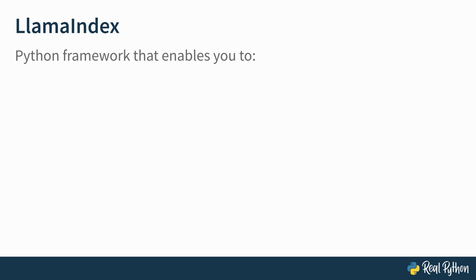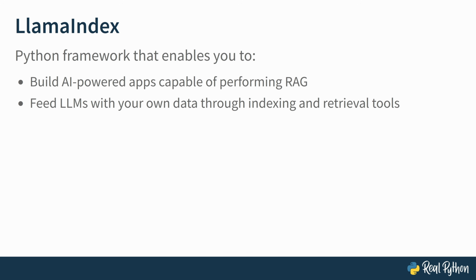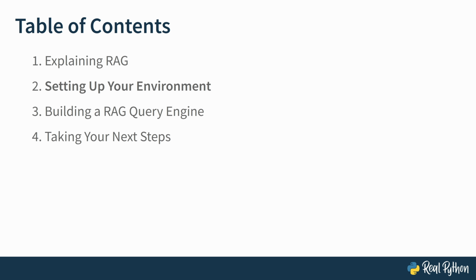Well, that is a Python framework, and that enables you to build AI-powered apps capable of performing RAG, okay? And it feeds LLMs with your own data, such as secret documents, through indexing and retrieval tools. So it has all the tools built in to do RAG. It uses OpenAI's LLM by default, so this is important. This is why you need the OpenAI API key to code along, but you can change the LLM it uses. As I said before, you could change it to the Google LLM, which at the time of recording was free to use. Next step then for you is to set up your environment in the next lesson.